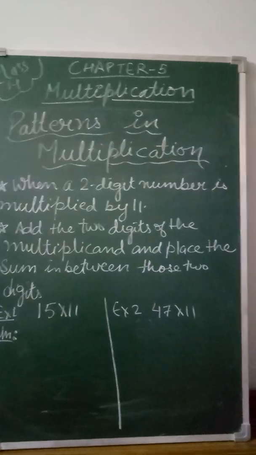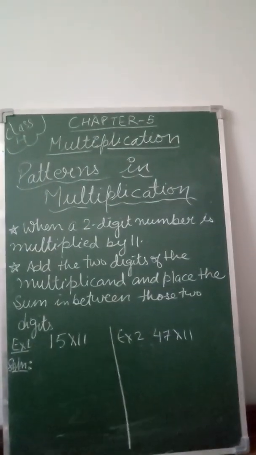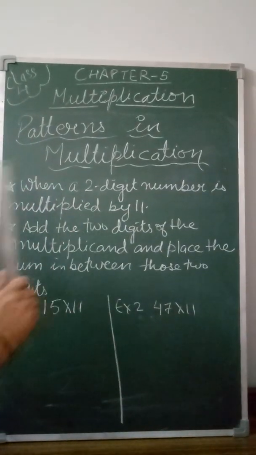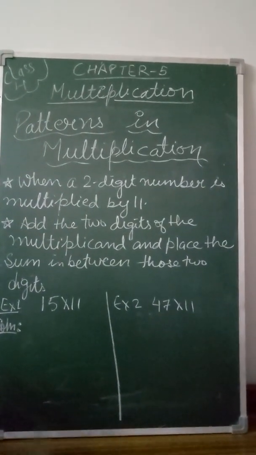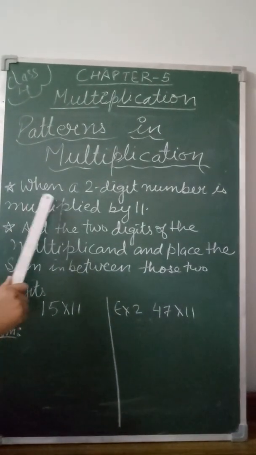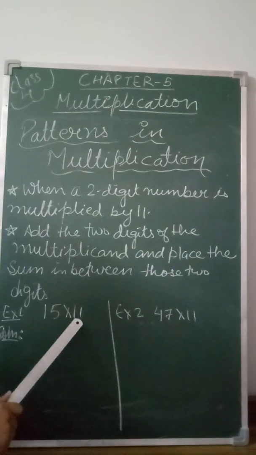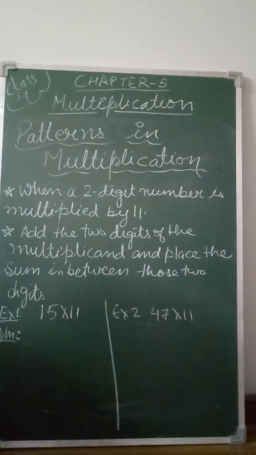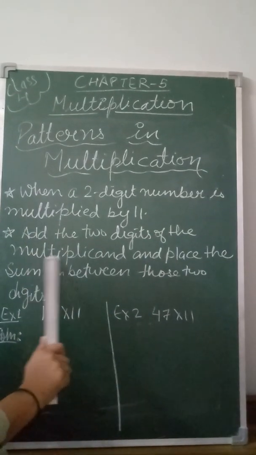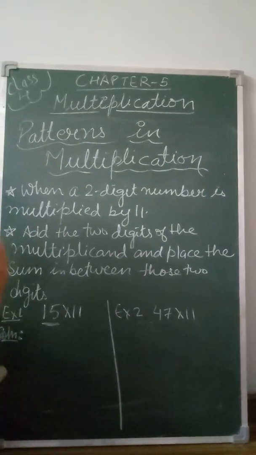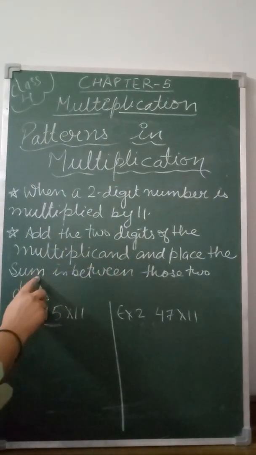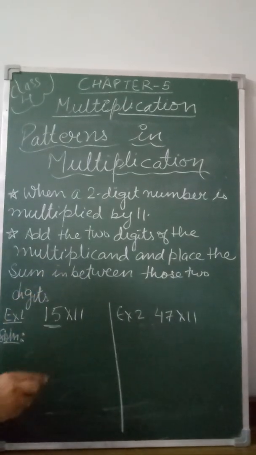Students, let's see what the pattern is when a two-digit number is multiplied by 11. Remember, we must follow the pattern and not do the actual multiplication. The pattern is: add the two digits of the multiplicand and place the sum in between those two digits.